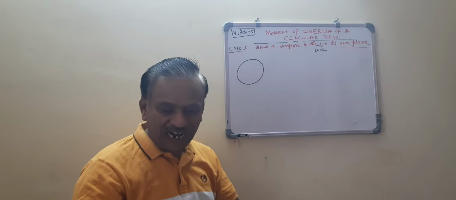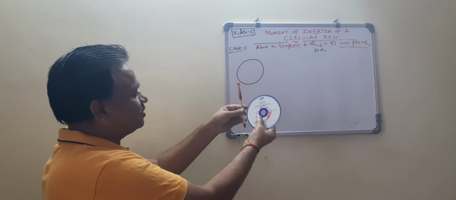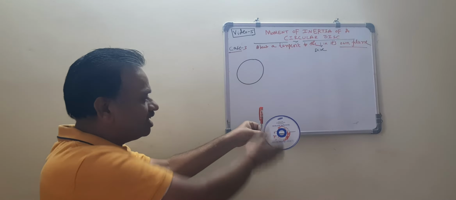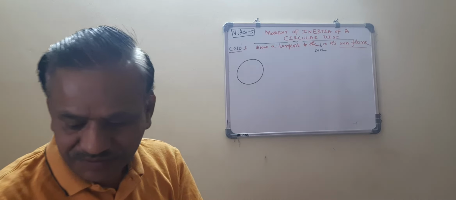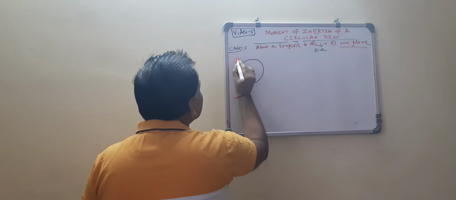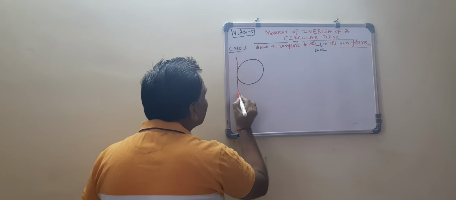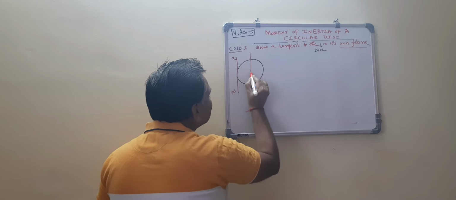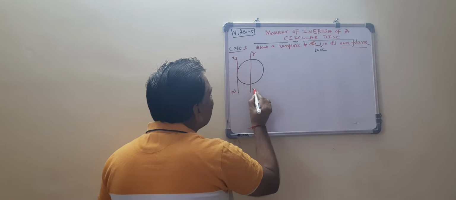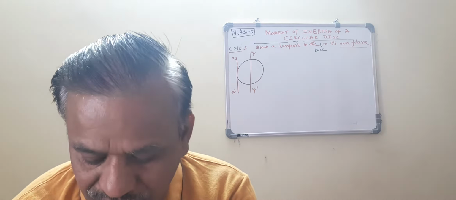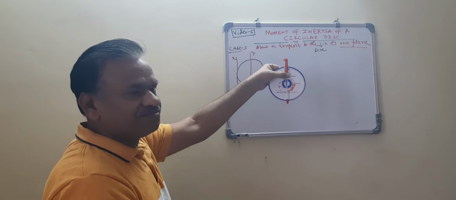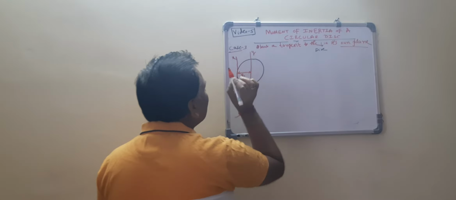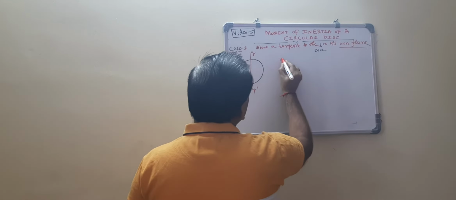But now I am discussing this situation. The tangent is like this, and another axis I am taking here, along its diameter. Say this is the axis I am taking, x, x dash. And another axis along the diameter is y, y dash. I think you can understand this. And the distance between them is R.